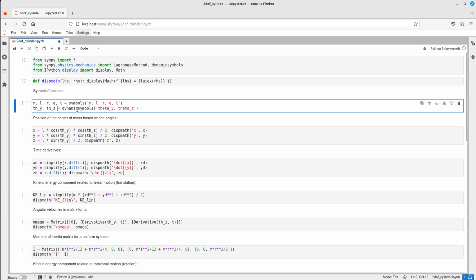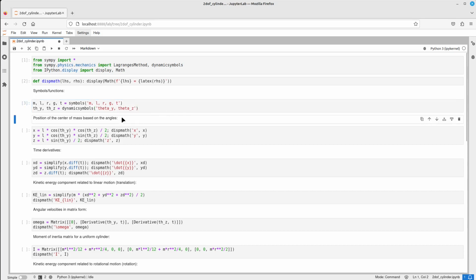And also 2 angles here to denote those variables, those unconstrained degrees of freedom, which are equal in number to the generalized coordinates in this case. Okay, so we define them as theta y, which corresponds to rotation about the y-axis, and theta z, which corresponds to rotation about the z-axis. So I'm using the dynamic symbols function for that. Okay, so let's run this.